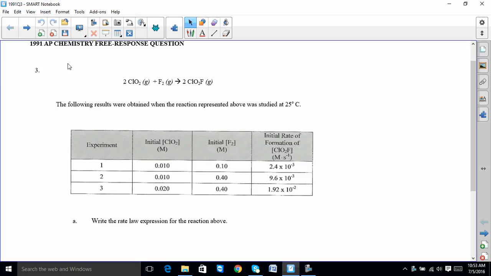Okay, 1991, question 3. I don't even know if you can find answers to this on the internet. You can, but you've got to be real careful. It's not on the links I'm going to give you.